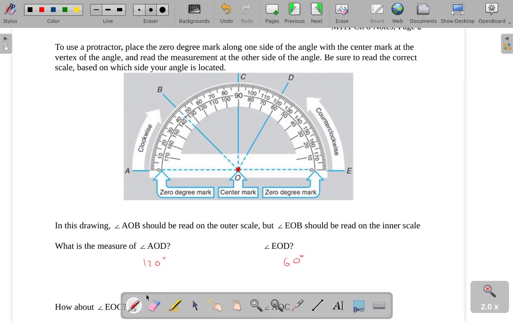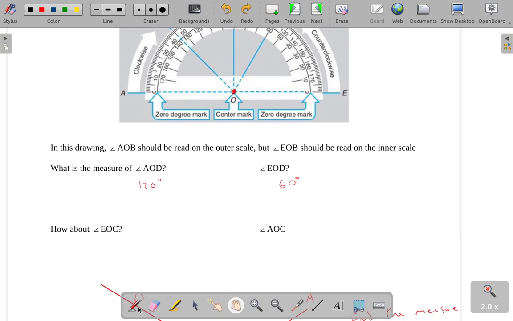EOC, if we're talking about that angle, E starts here, we go to O, and then to C, which is right up here. Looks like that's a 90-degree angle. And actually with a 90-degree angle, it doesn't matter. You can see it's the same for the inner and the outer scale, so those are both 90 degrees.